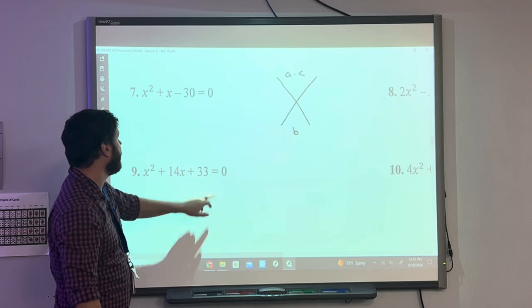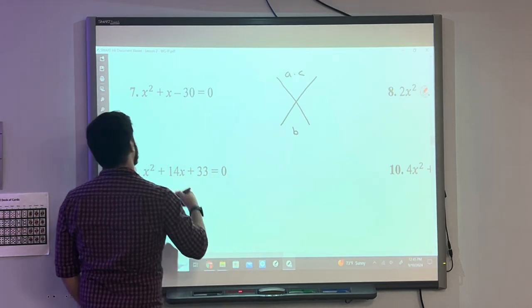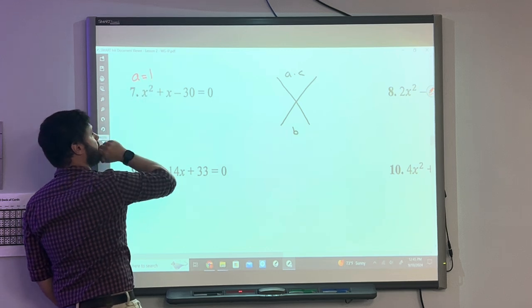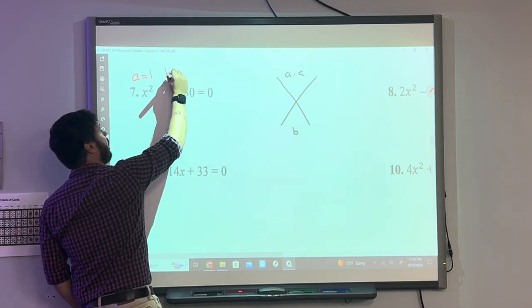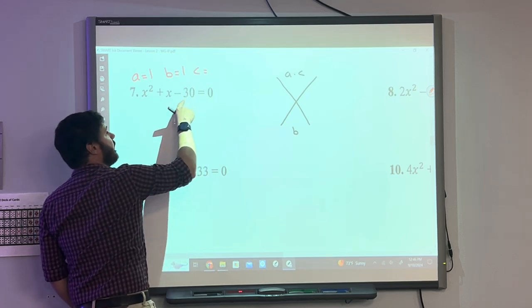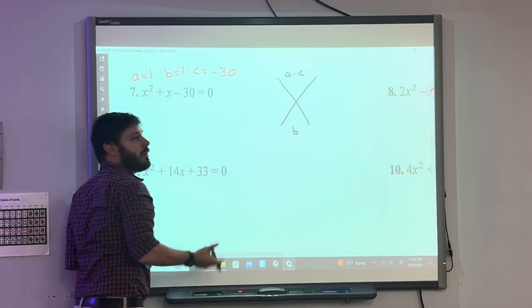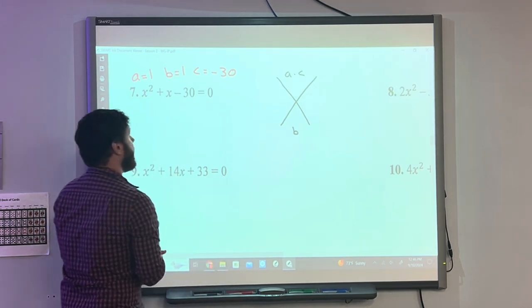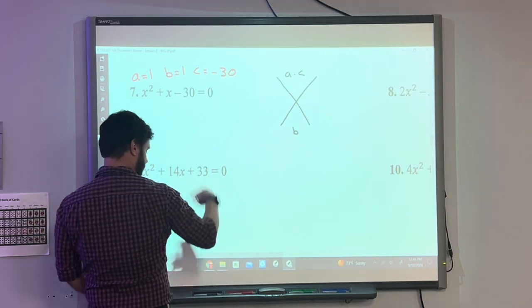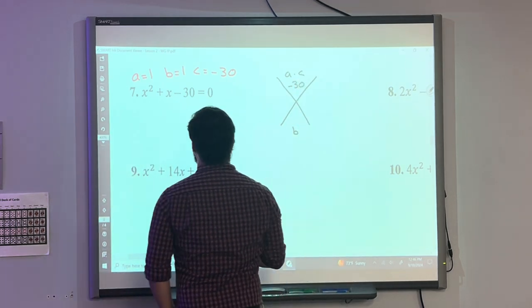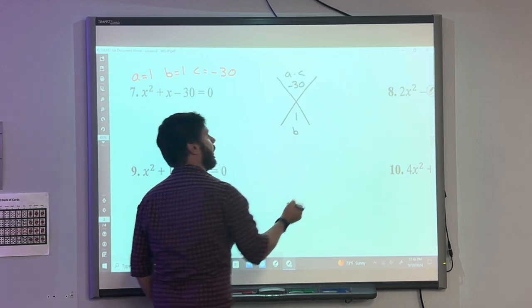So here, with number 7, my A term, well, that's the number in front of this, which is a 1. My B term, the number in front of this, which is 1. And my C term, well, that's the negative 30. It's important that you keep the sign with these. All right, well, what is A times C? 1 times negative 30 is negative 30. B is 1, that just drops there.